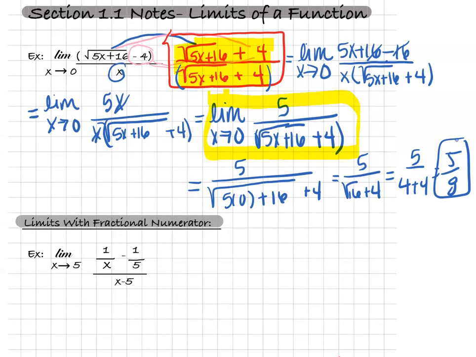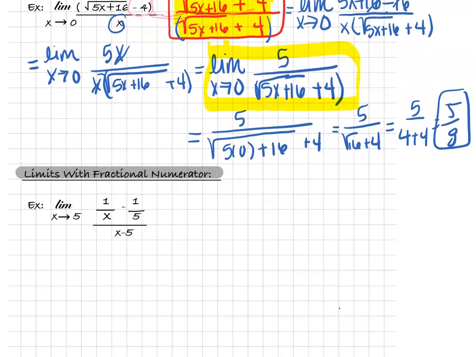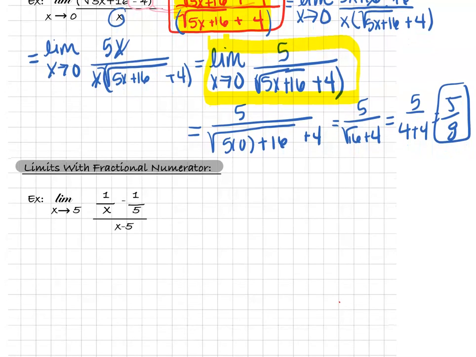Now let's look at this next example, and it's going to be limits with a fractional numerator. And so I want to show you maybe some algebra tricks to help you work this a little bit quicker. So if you've never seen an algebra trick of putting two fractions together, let me do just a quick little highlight over here. Say I had 1/2 minus 1/7.